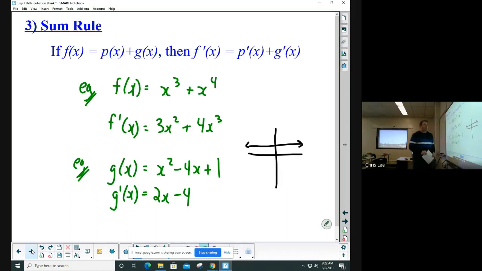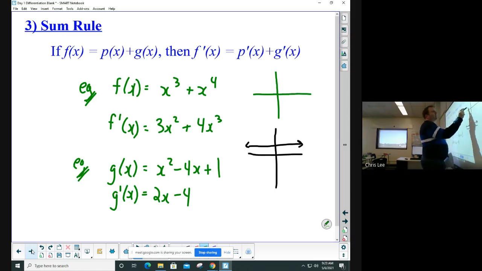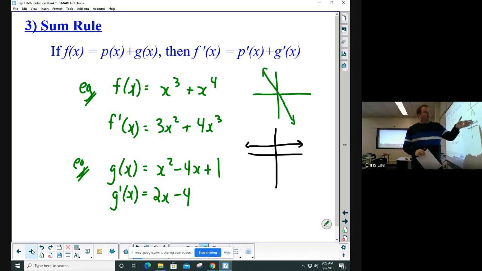Good. The 4x, what's the derivative of 4x? Well, this one's negative 4x. So what does negative 4x look like? Well, it kind of looks like this. The slope of that is always the same. And in this case, it's always negative 4. So the derivative of negative 4x is negative 4. Okay, so the sum rule. Good.